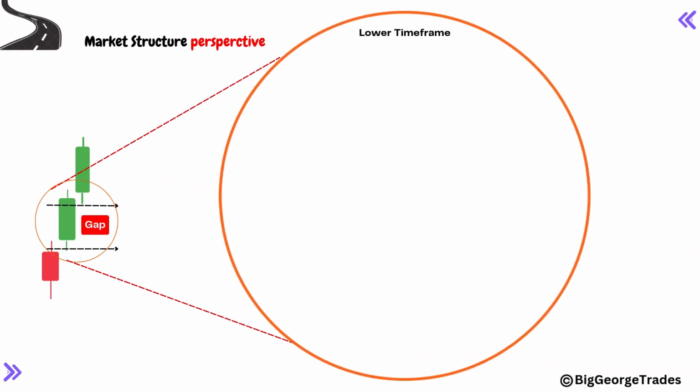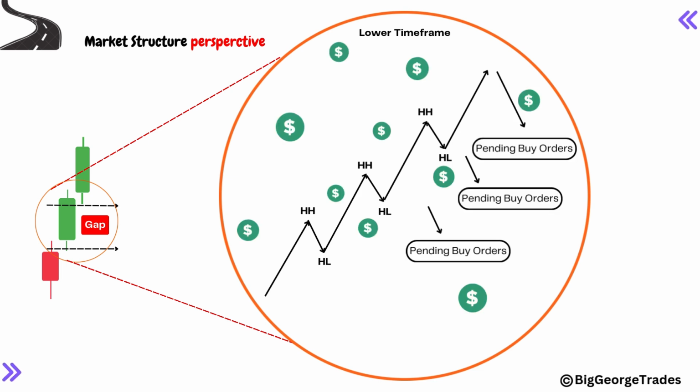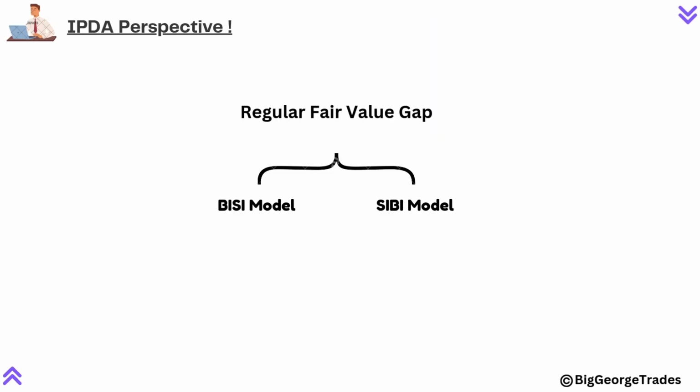So at this point, we are using the bullish fair value gap as an example. So when you switch to a lower time frame, you see different price action movements. In between the fair value gap, you see different price action. That is, you see an uptrend in between the gap, causing higher highs and higher lows. So what this price action movement does is it will trigger price to come down to fill the imbalances, picking up all the pending buy orders, and then it will push price higher.